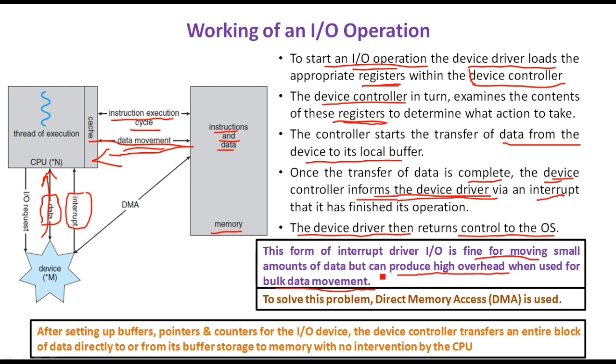What happens? All the above 3 points are okay, right? But when it comes to a large amount of data, it produces a high overhead. High overheads are produced when you have bulk amounts of data movement. So to solve this problem, direct memory access is used. So we have DMA, direct memory access.